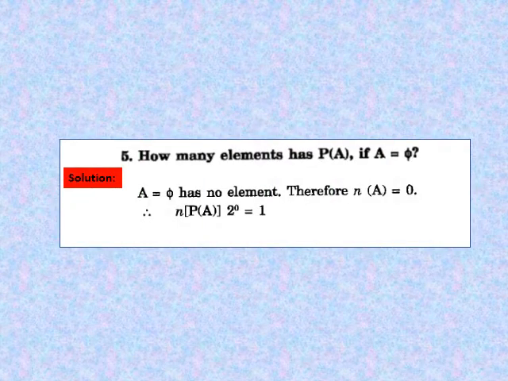Moving to question 5. How many elements has P(A), that is the power set of A, if A is equal to phi? Now if A is equal to phi, it means A has no element. Number of elements is 0. And the number of elements in the power set is 2 power n. So 2 power 0 is equal to 1. So if a set is empty, then the number of elements in the power set will be equal to 1. It is very simple. So pause and note down the solution.